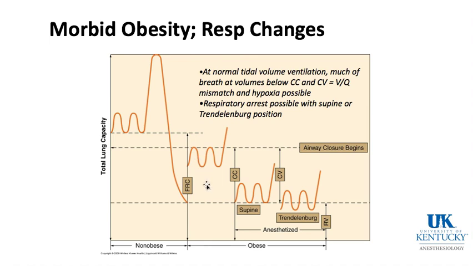Their FRC is reduced. As they go from a sitting or standing position into a supine position, their tidal volume becomes even lower in their lung volumes, way below closing capacity. And then if you put them in Trendelenburg, their tidal volume breaths are way, way, way below the closing capacity. And you can have a respiratory arrest in a morbidly obese patient simply by putting them supine, or supine and in Trendelenburg position, because of this. So at normal tidal volume ventilation, much of breathing in an obese patient is occurring at volumes below the closing capacity and closing volume, and therefore VQ mismatch and hypoxia occur.